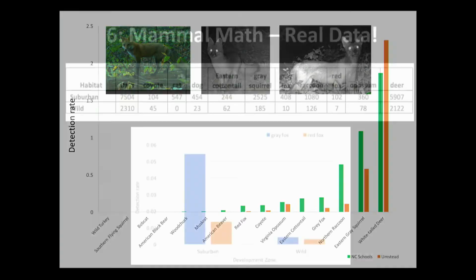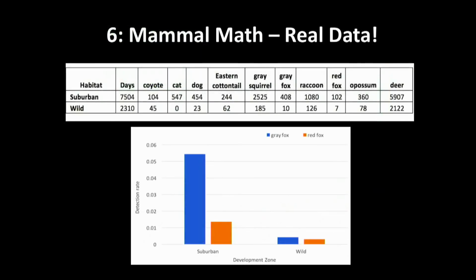As an extension on this math lesson plan, we also have homework that again uses real data. So here we have camera trap data from across the triangle area, and we chose 2 different groups. We have suburban habitat and wild habitat. In the original study, we also had ex-urban habitat and rural habitat. They're just different zones of development.